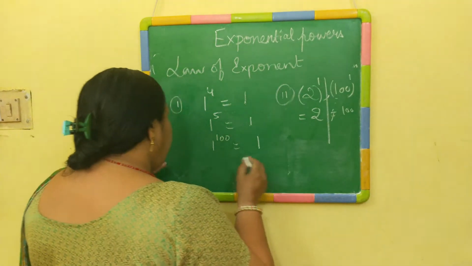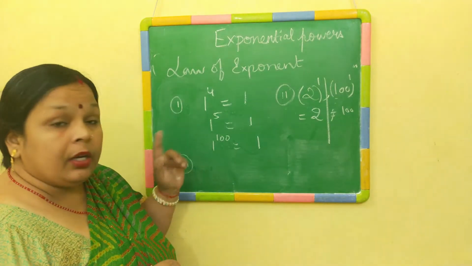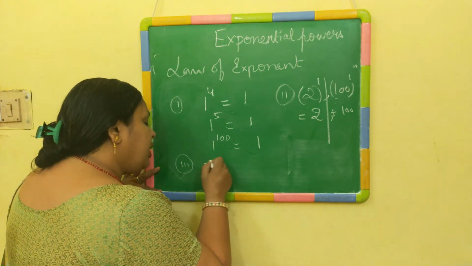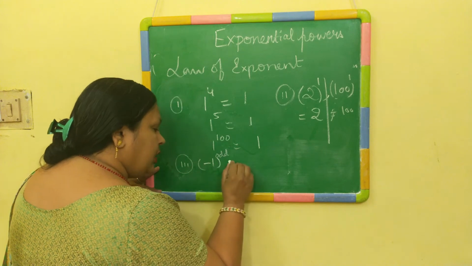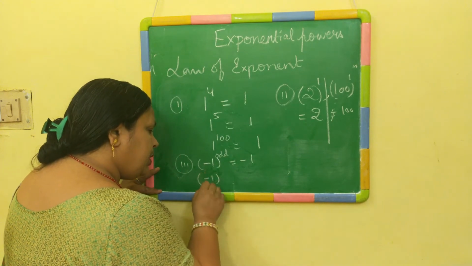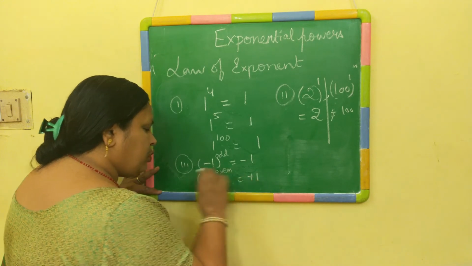And the third one is the most important one, where we say that if the base is negative and the power is odd, the answer will be negative 1. If the base is negative and the power is even, in that case you will get plus 1.